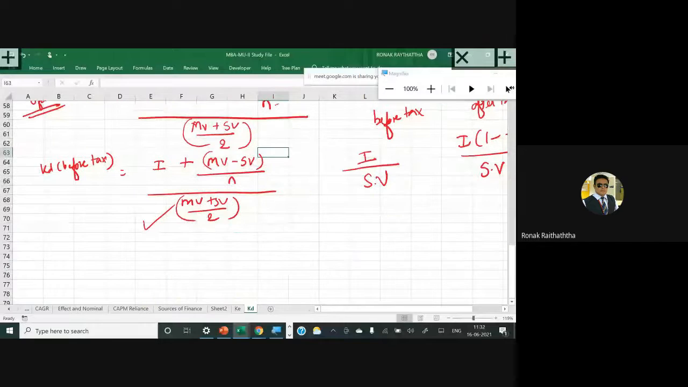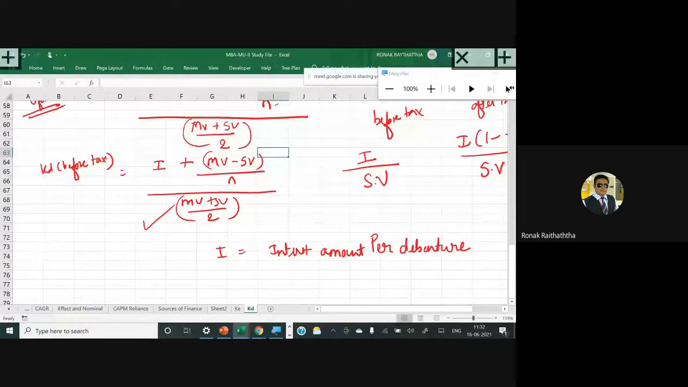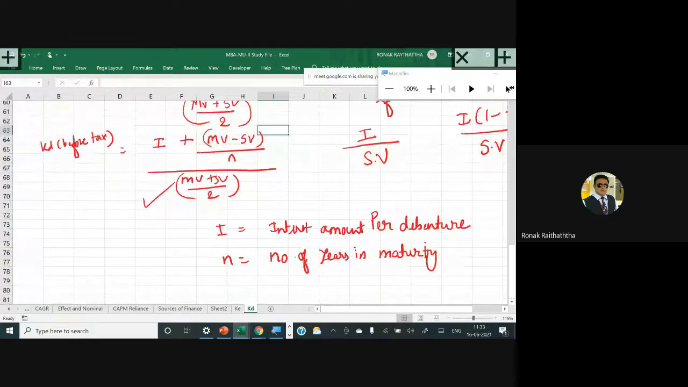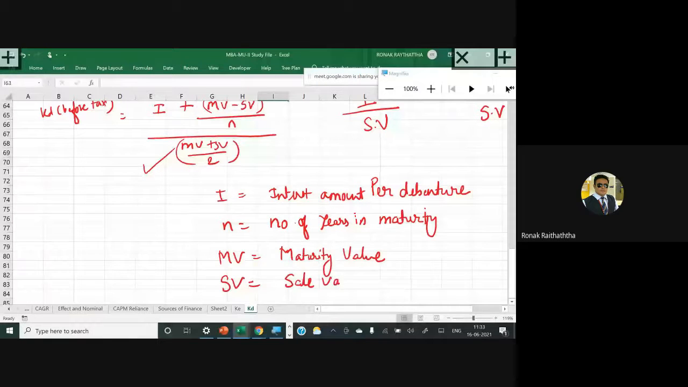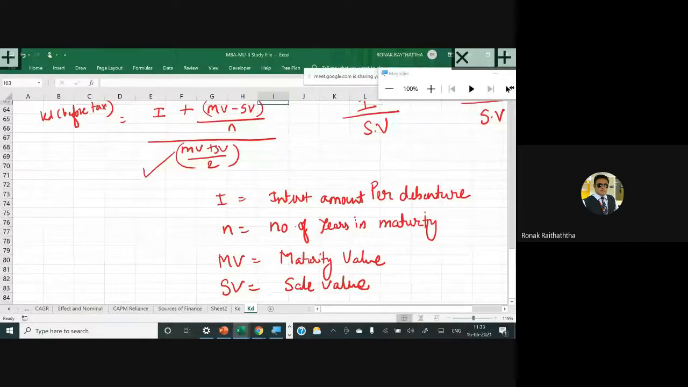Now I'm writing whatever these letters are denoting. I stands for the interest amount per debenture. Then N stands for the number of years in maturity. Then MV stands for the maturity value. SV stands for the sell value. Well, all the words are there.